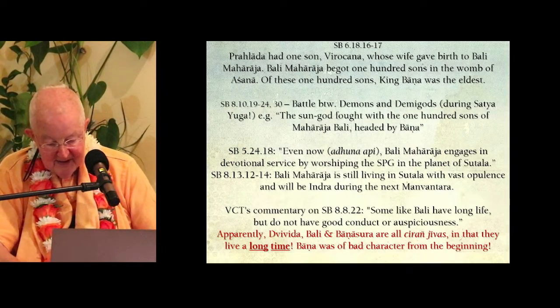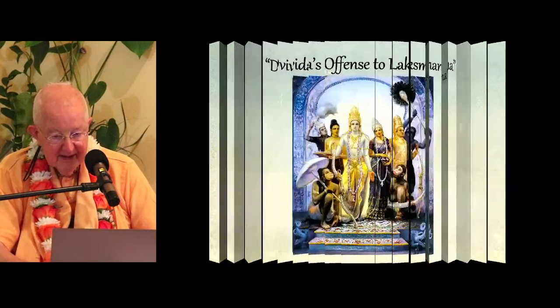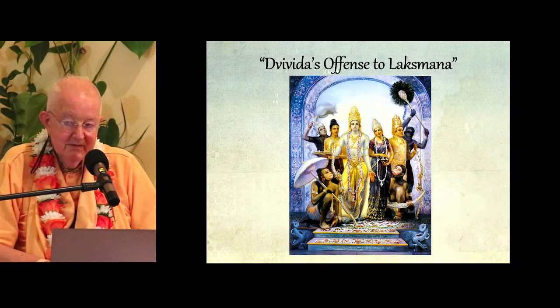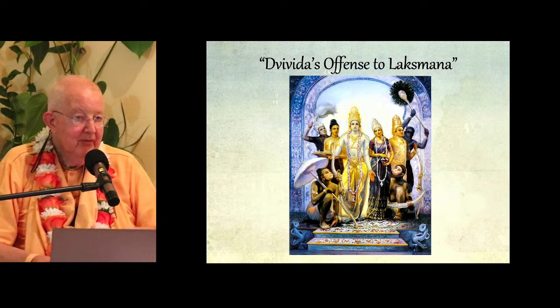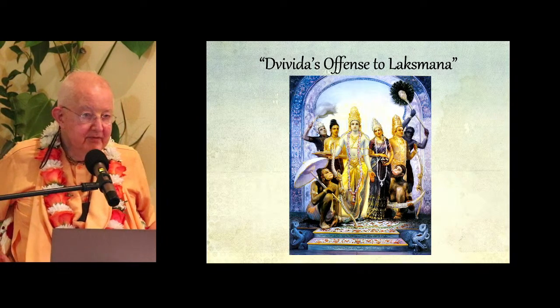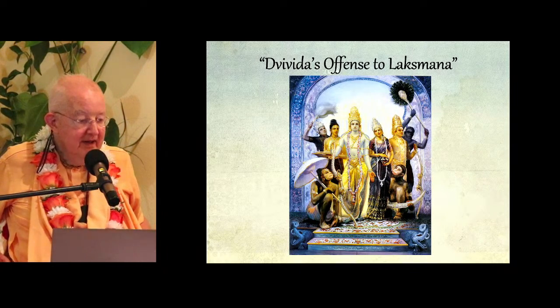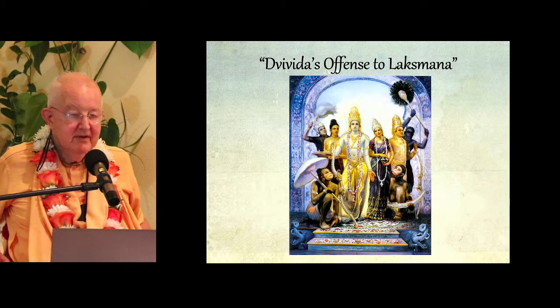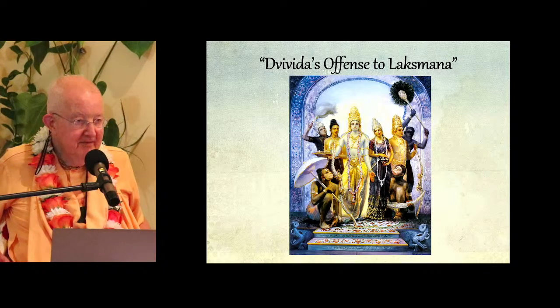So the topic is Dvivida's offense to Lakshmana. A great soul can become fallen by offending a Vaishnava. And what we heard is, from Vishwanath Chakravarti Thakur at least, is this particular Leela was purposeful because the Lord wanted to instruct what's the consequence of offending a great soul.